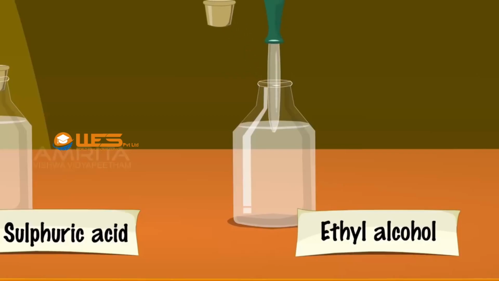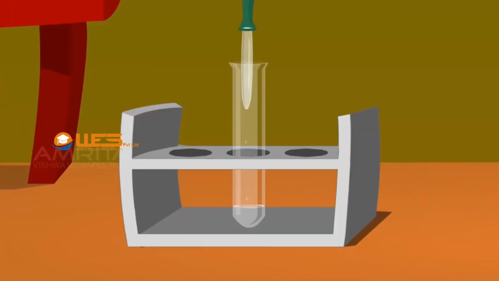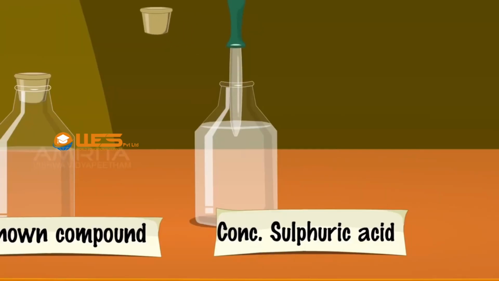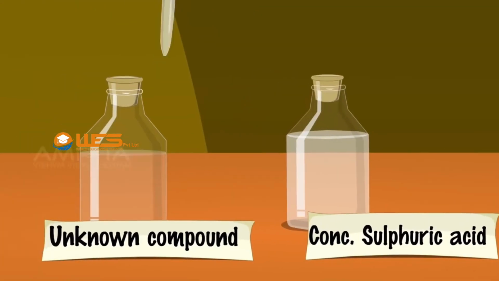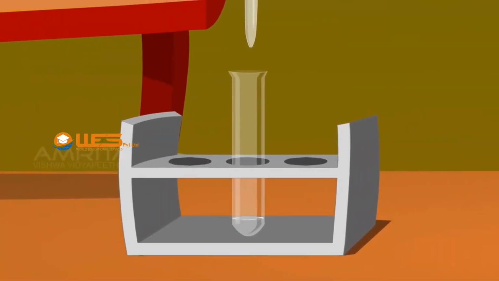Take a few drops of ethyl alcohol using a dropper. Add ethyl alcohol into the test tube. Take 1 to 2 drops of concentrated sulfuric acid using another dropper. Add it into the test tube.